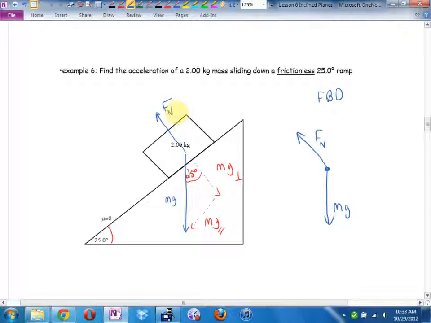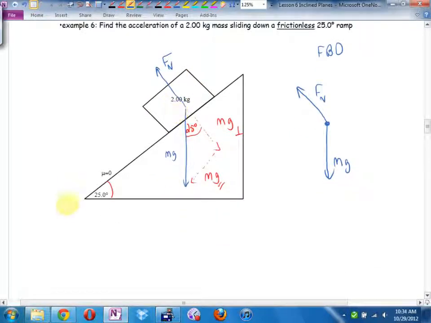Who's winning? Don't say mg, because mg is now out of the equation. It's not even in the same direction as the ramp. I don't even want to look at it. Who's winning? What force is pulling this thing down the ramp? mg parallel. See it? If there was friction, I would have it as a loser. This ramp is frictionless. So mg parallel is winning. I'm going to get this. mg parallel. Any loser? Is there anything up the ramp in the same direction but opposite, in the same line?